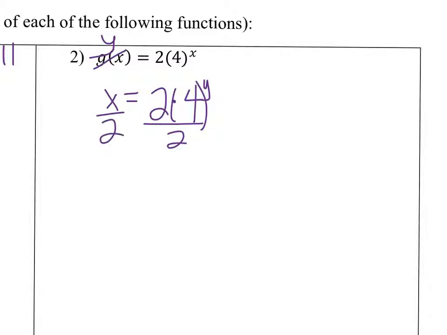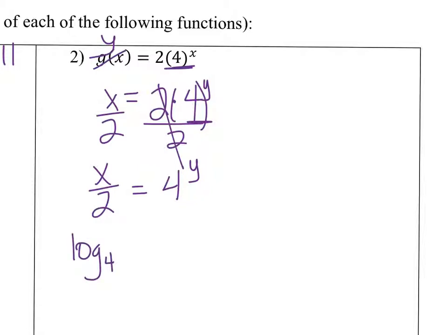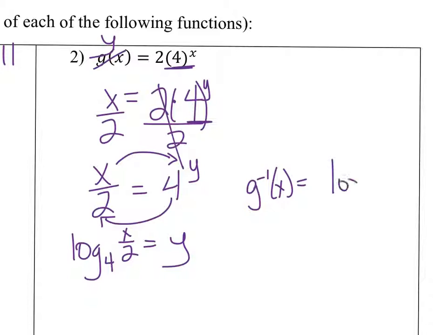So I have to isolate the exponential. That means I have to get that 4 to the y by itself. So I have to divide by that 2. This is the story of our life in this class. Isolate the thing you're solving for. So 4 to the y. Now I need to get that y by itself. So it's log base 4, right? The base of this thing, and the log is equal to the exponent. So that's your inverse. The inverse of g is equal to the log base 4 of x over 2.